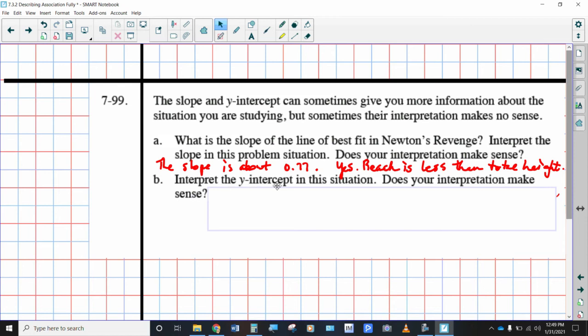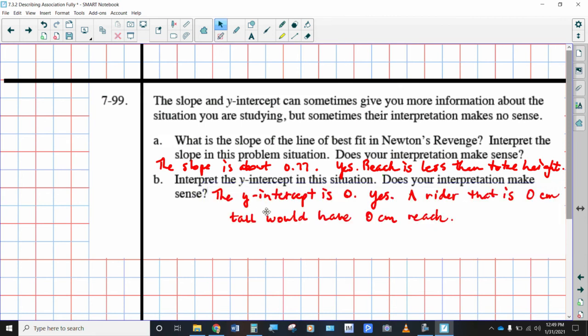And then interpret the y-intercept in this situation. Does that make sense? Now, I said that the y-intercept was about 0, and for me that does make sense, because if you're 0 centimeters tall, you would have 0 centimeters of reach. But as we saw in some other scatter plots, sometimes it just doesn't really seem to make a whole lot of sense. So please follow the data, and sometimes your y-intercept will appear to not make much sense. Other times it will make sense. And in this case, I think it does make sense.